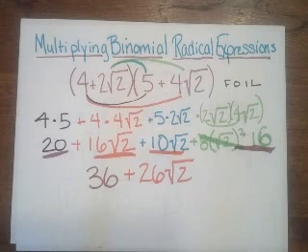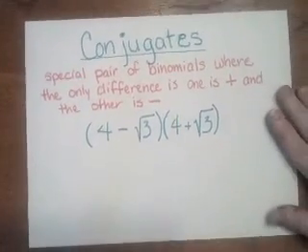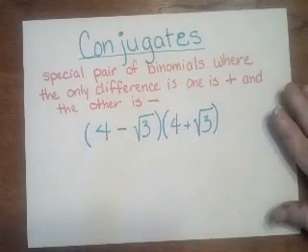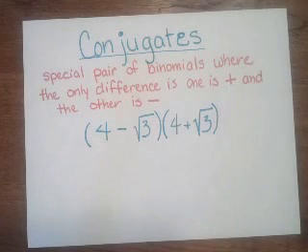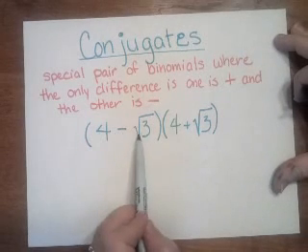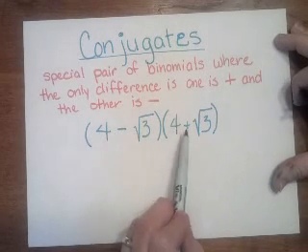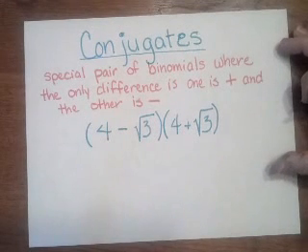This leads me to being able to do that with a special type of binomials, which are called conjugates. Conjugates are any special pair of binomials where the only difference is one is the sum of the two terms, and the other one is the difference of the same two terms. So here's an example of that for you. We have 4 minus the square root of 3 times 4 plus the square root of 3.